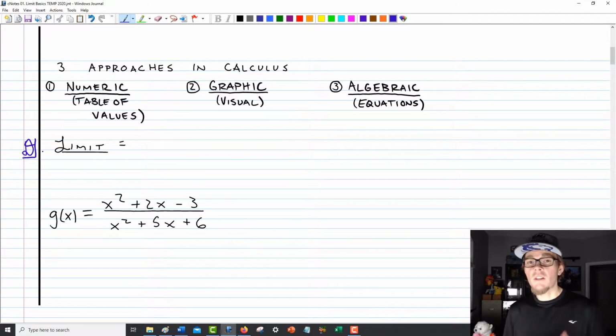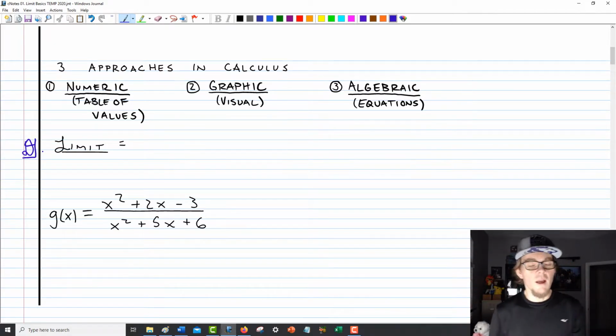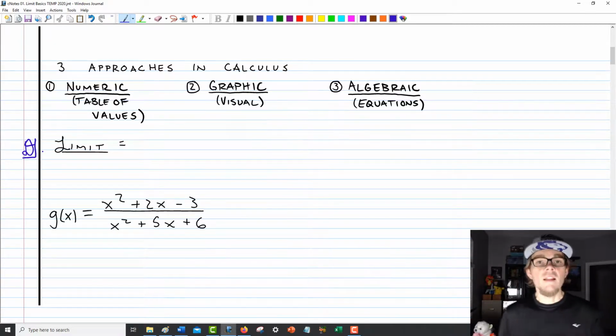The rigorous definition of a limit is this. For every epsilon greater than 0, there exists a delta greater than 0, such that if the absolute value of x minus c is less than delta, then the absolute value of f of x minus L is less than epsilon. So that's what's called the rigorous definition. I should have it written up there, but I'll see if I remember by tomorrow. That's not how we're going to approach it.